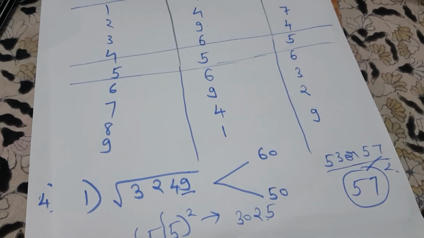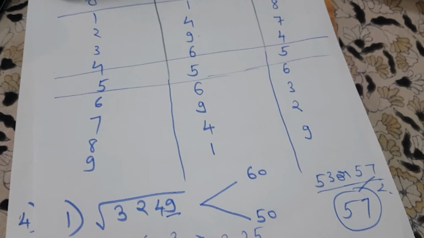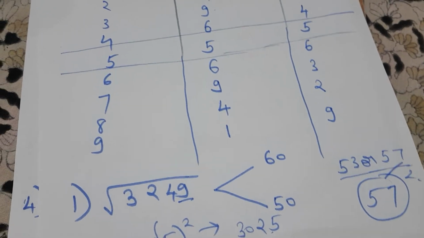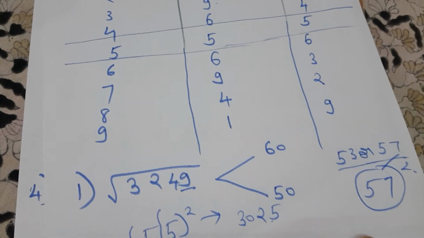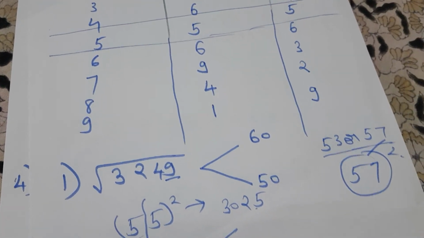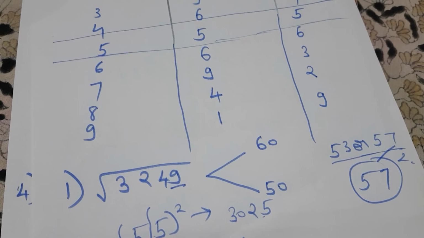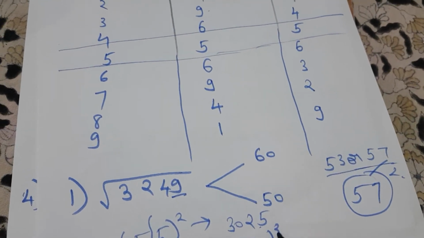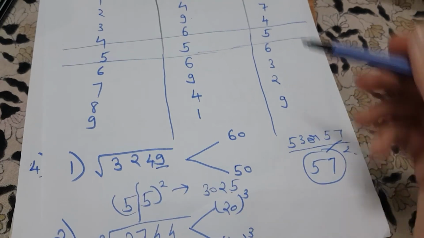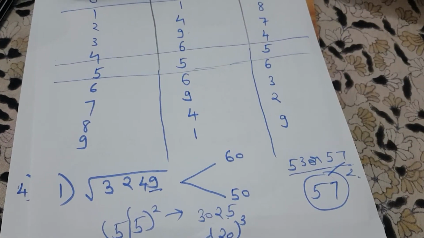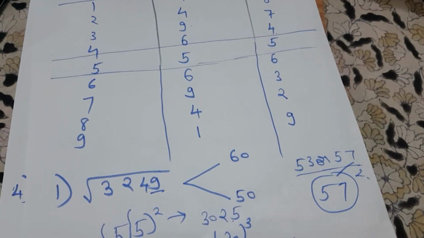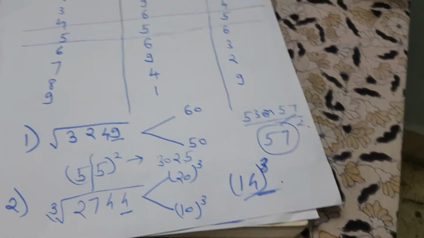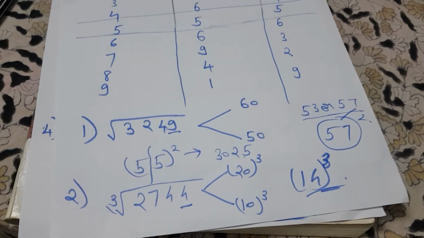Okay, let us take one more question. 2744. If you need to find the cube root of 2744, you can easily get that 10 cube is nothing but 1,000, and 20 cube is 8,000, so it will be in this range. And you can clearly understand that in cube root there is only one number, so looking at the last digit, your answer will be 14. You can easily understand. So the more you practice, the easier it is.